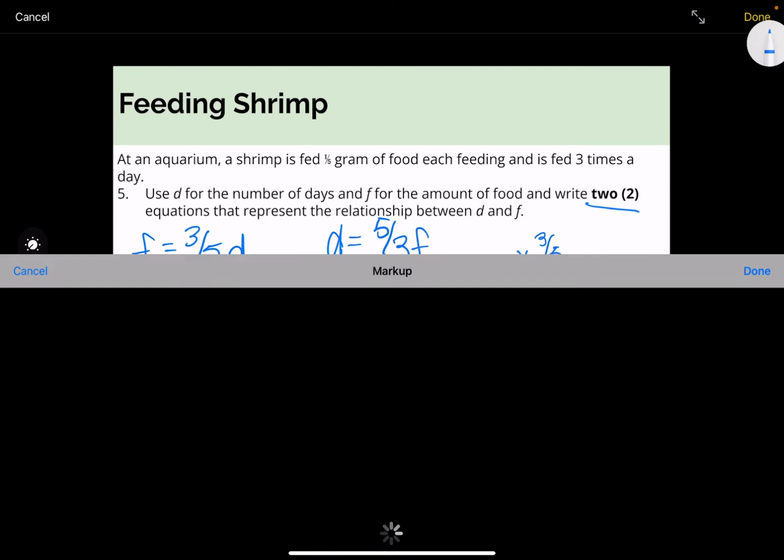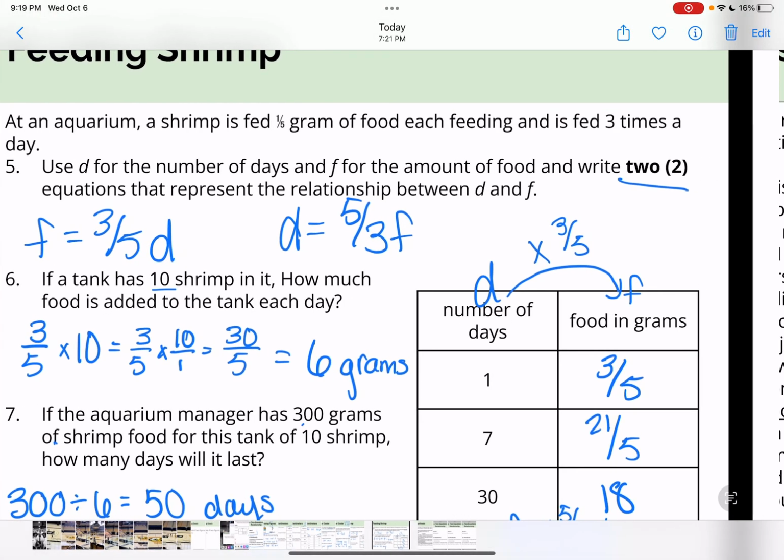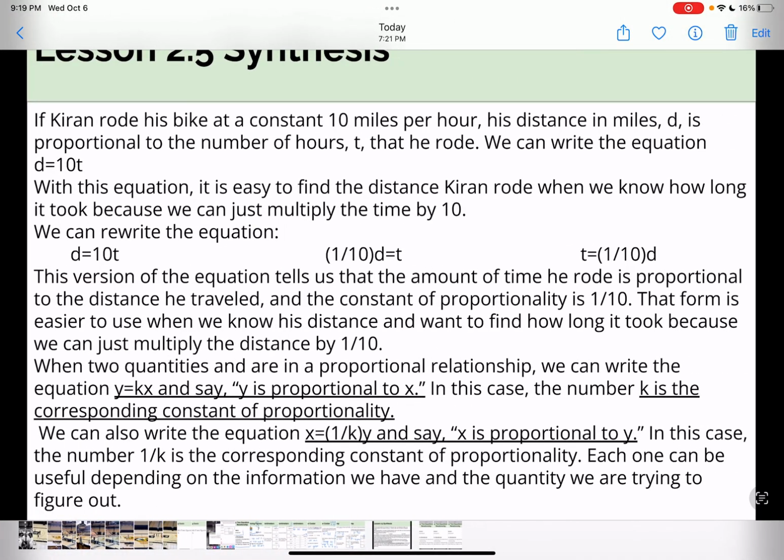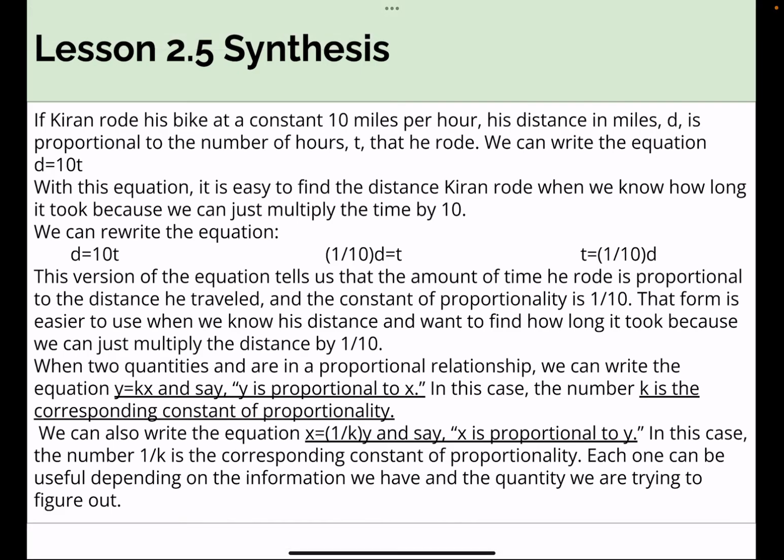All right, we are finished. And now you're going to paste your lesson synthesis into the back of your notebook. Our lesson synthesis is saying, if Karan rode his bike at a constant speed of 10 miles per hour, his distance in miles D is proportional to the number of hours T that he rode. We can write the equation D equals 10T. So his distance is equal to 10 times the number of hours that he's riding.